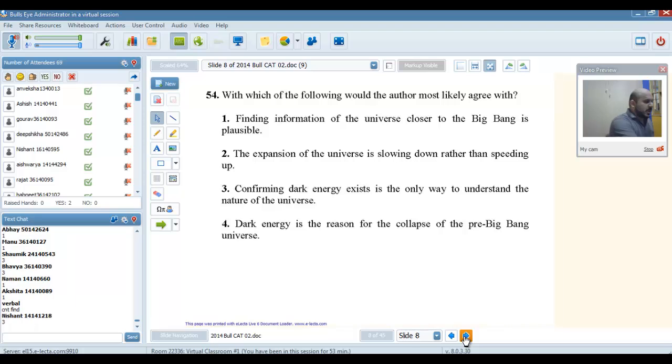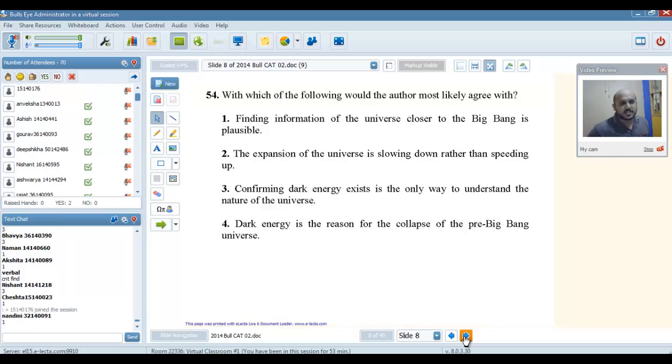See, you've got to keep one thing in mind while answering these questions. One very, very simple thing in mind. A useful verbal tip that would be pretty useful if you keep it in mind. Let's start with option number 3. Confirming dark energy exists is the only way to understand the nature of the universe. What is the problem with this option? Option number 3.